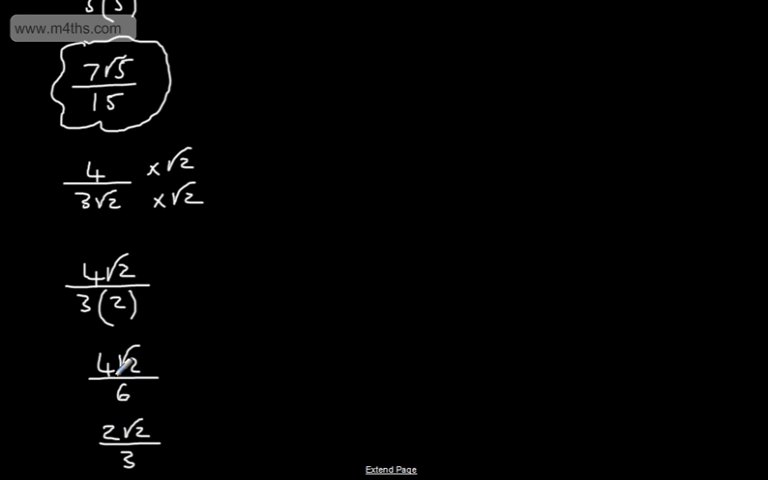So all I've done is cancel the factor of 6. You could do it at this stage with the factor of 2, but we would generally give our answer in the simplest form, and that is the simplest form.